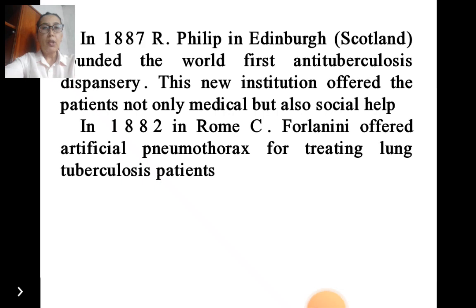In 1887, Philip in Edinburgh, the capital of Scotland, provided the world's first anti-tuberculosis dispensary. This new institution offered the patient not only medical but also social help. In 1882, in Rome, Forlanini offered artificial pneumothorax for treating lung tuberculosis patients.